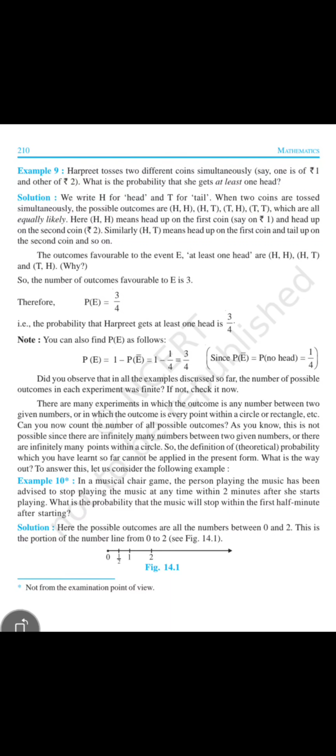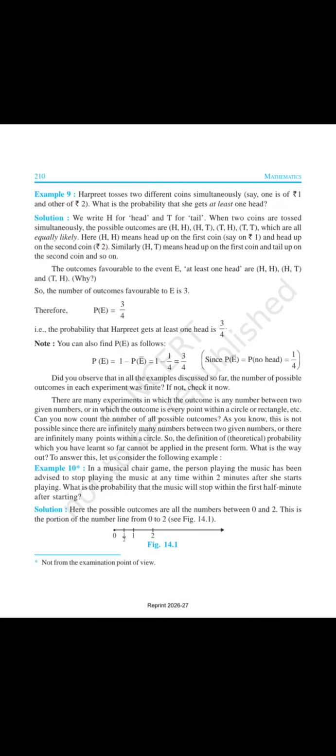Example number 10. In a musical chair game, the person playing the music has been advised to stop playing the music at any time within 2 minutes after she starts. What is the probability that she will stop within the first half minute after starting? Possible outcomes are all the numbers between 0 and 2. This is the portion of the number line 0 to 2. All the happenings are between 0 and 2.